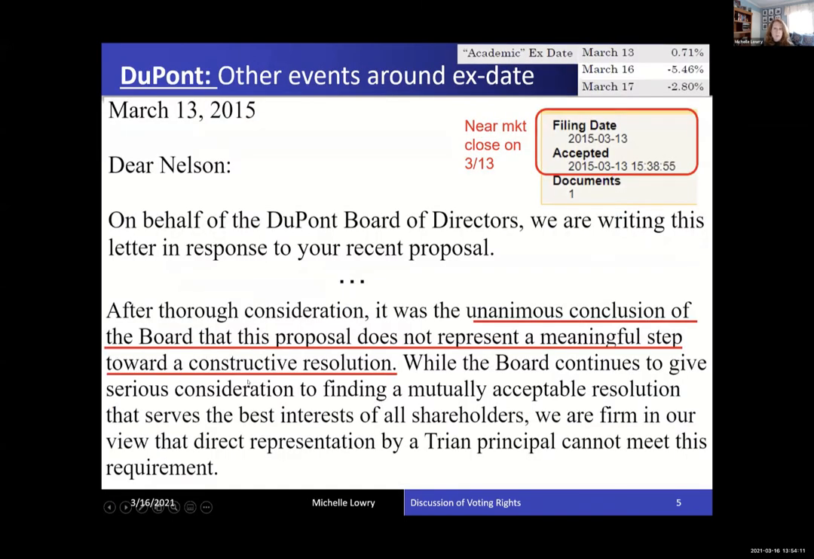Okay, so the first thing I did was just go on to Edgar to look at the SEC filings. And we see some action here. So near the market close on March 13th, so I've got sort of the snapshot of returns up here, March 13th was a Friday. The large negative returns are Monday and Tuesday. So about 20 minutes before the market closed on Friday, we have a letter filed by DuPont to the activist saying, after thorough consideration, it's the unanimous conclusion of the board that the proposal does not represent a meaningful step towards a constructive resolution. In other words, this company is fighting back.